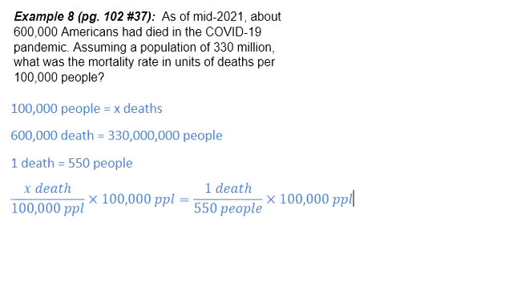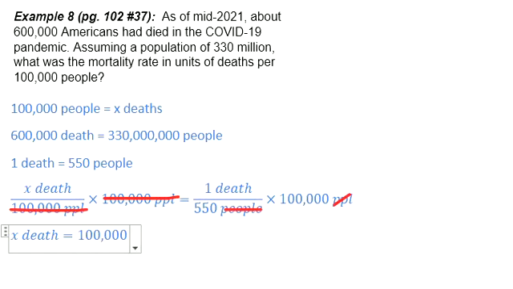So over on the left, my 100,000 and 100,000 people are going to cancel. They're going to divide into 1. And then I've got people and people, even though one is spelled out and one is not, over there. So on my left side, I have my unknown number of deaths is going to equal 1 times 100,000. So that is 100,000. I'm going to divide that by 550. That will be my number of deaths.